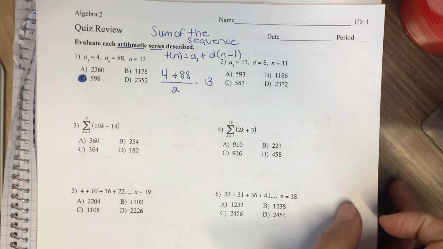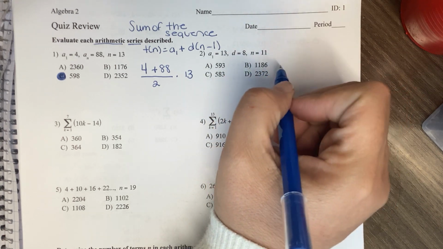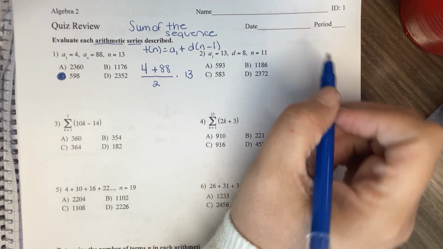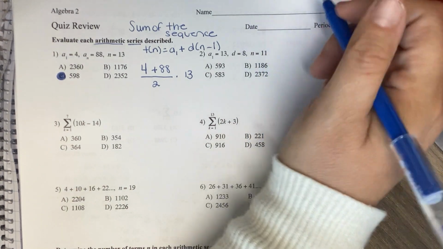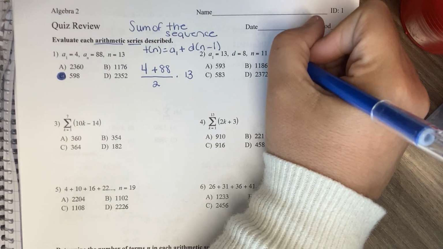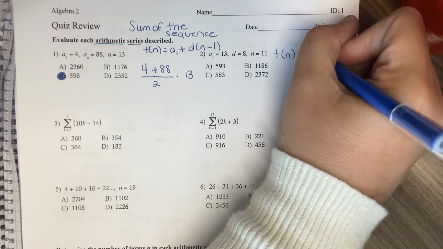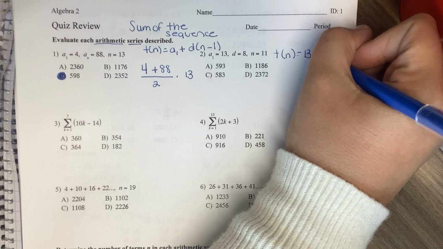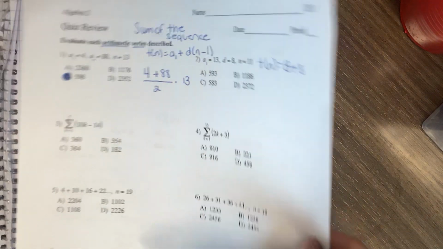Number two, we have our first term, we have our common difference, and we have our number of terms, but we don't have our last term. So we have to find what our equation is. In this case, our equation is going to be T of n equals 13 plus 8 times n minus 1.